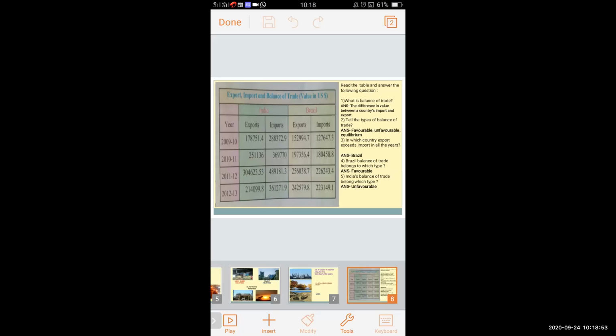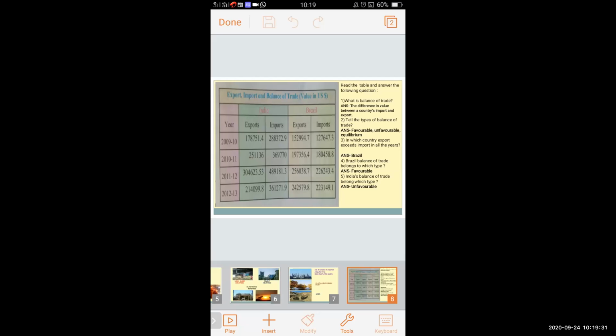The second question they have asked: tell the types of balance of trade. There are three types of balance of trade: favorable balance of trade, unfavorable balance of trade, and equilibrium balance of trade. In favorable balance, the export should be more, because if the export is more, the country has more benefits, more profit, and its economy also increases. So for favorable balance of trade, there should be more export from the country.